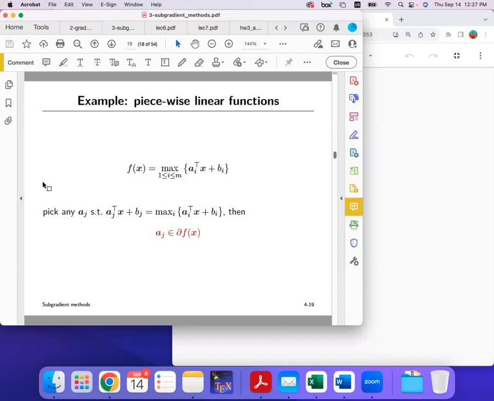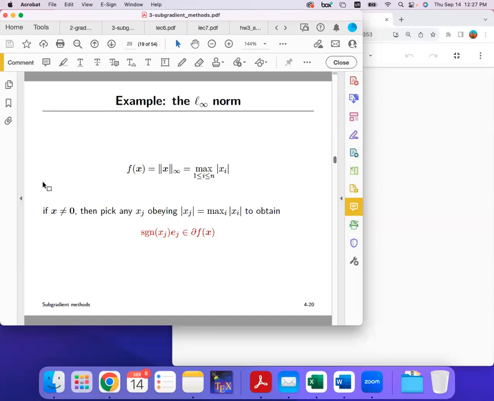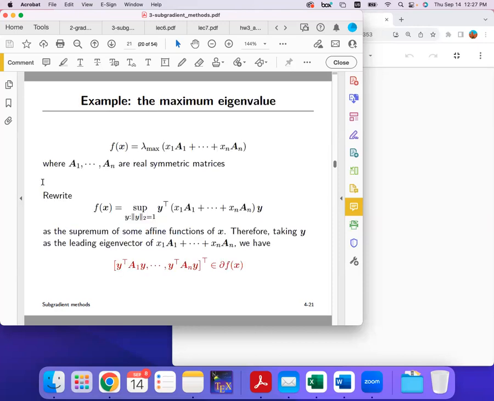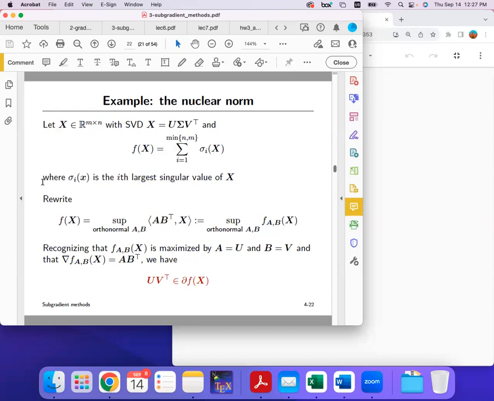And last time we saw that many examples can be forced into this case. Like the L infinity norm is a pointwise maximum over all the coordinates. Eigenvalue is a supremum, can be written in a supremum form. And moreover, the nuclear norm can also be written in a supremum form.